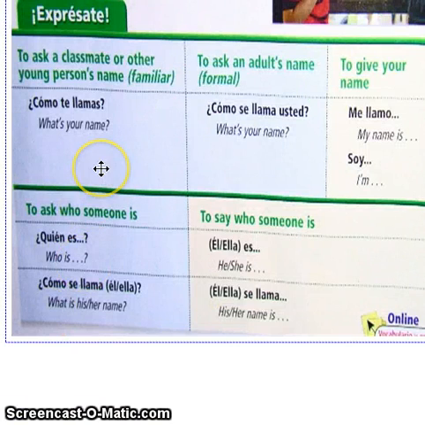Well, now we have a screen here. This is our review screen. If you look on page 6 of your textbook, in the Exprésate box, we have to ask a classmate or other young person's name. Remember, I said before, ¿Cómo te llamas? And Mrs. Jacerda replied, Me llamo Rita. Notice over here, that's where her reply came.